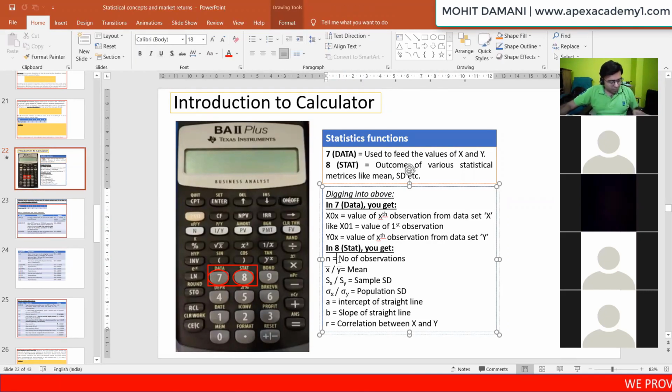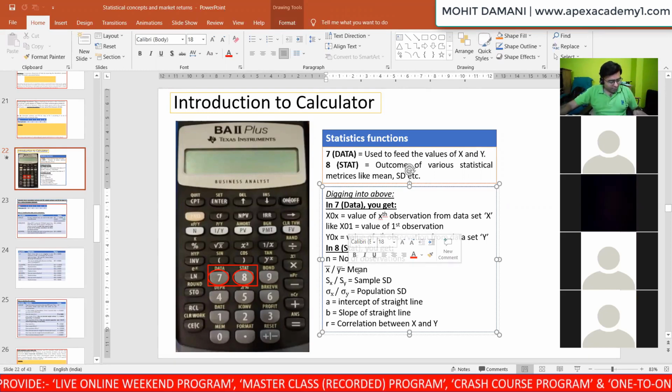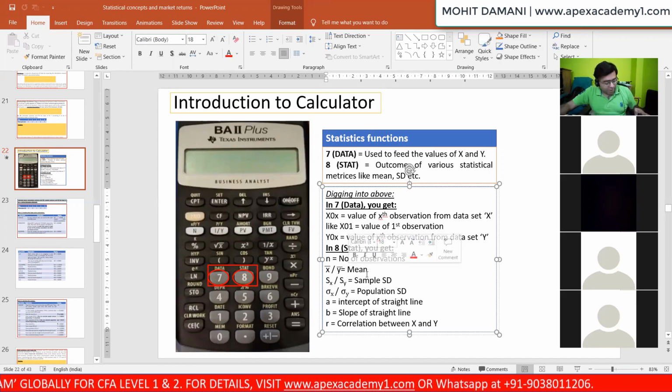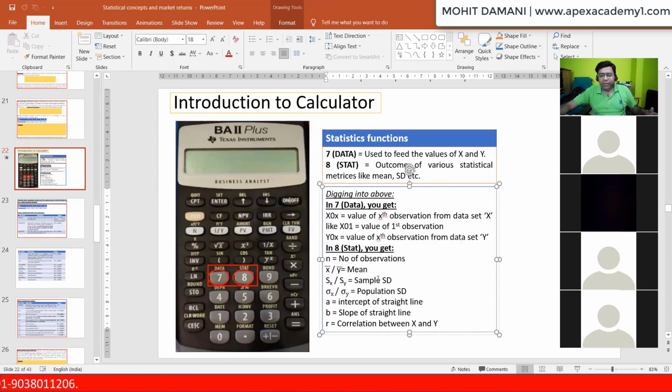N, that is the number of observations that you get. Second is x mean, y mean, as you can see. So the mean values you don't need to calculate. You can get them automatically with the help of this calculator. Then sx and sy are sample SD. So in SD there are two things, sample and population. If you have read the content, you will know both become available to you for both x and y. So it will be done for both x and y.